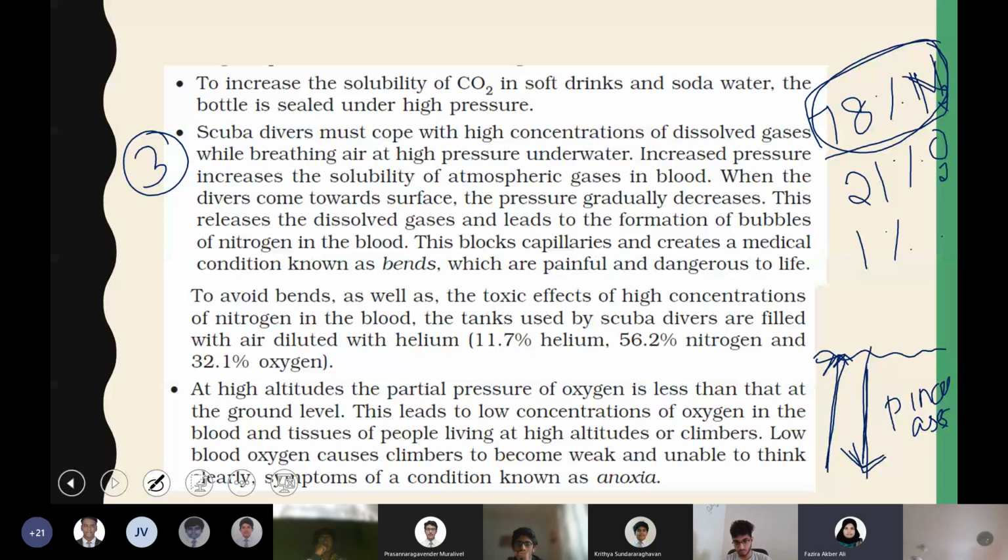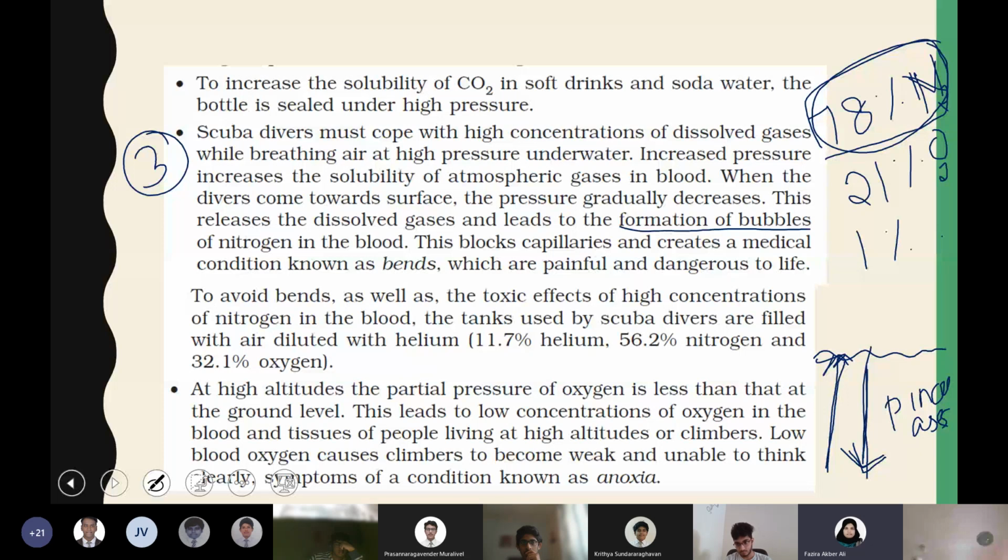This decrease in solubility leads to a condition, because the dissolved nitrogen turns back to the gaseous state, which leads to the formation of bubbles. When dissolved gases turn back to the gaseous state, there will be formation of bubbles, just like when you open a can of cola drink, you can see the gases escaping in the form of bubbles. The same thing happens for dissolved nitrogen.